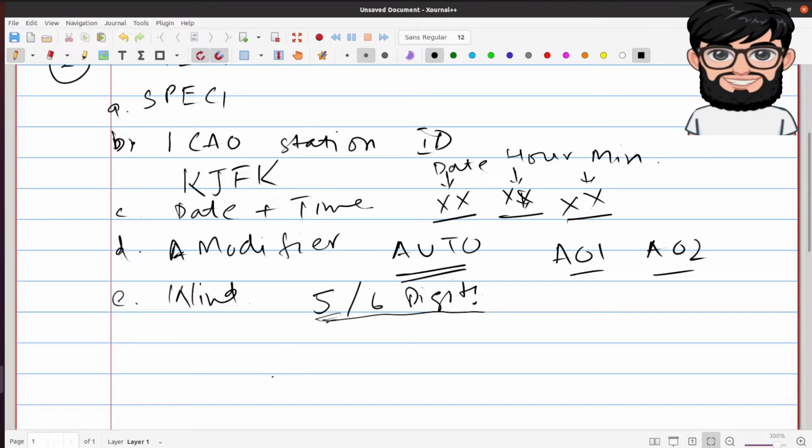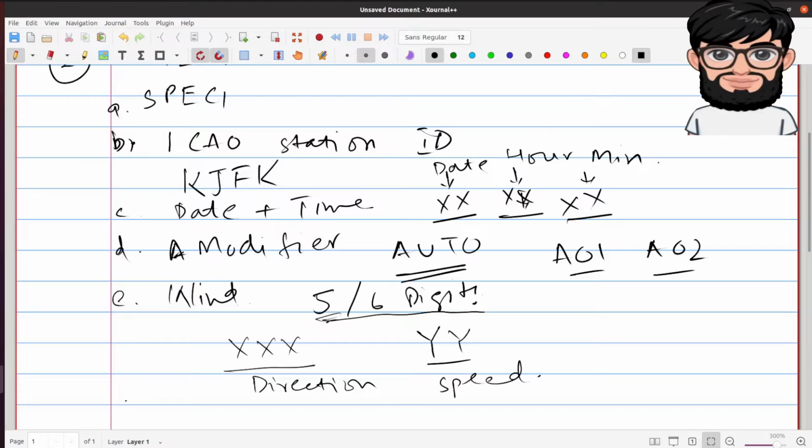The first 3 digits are the wind direction, in tens of degrees, referenced to true north. If it is less than 100, like 20 or 30 or 40 or 50, it's going to be preceded by a 0. The next 2 digits are the average speed of the wind in knots.